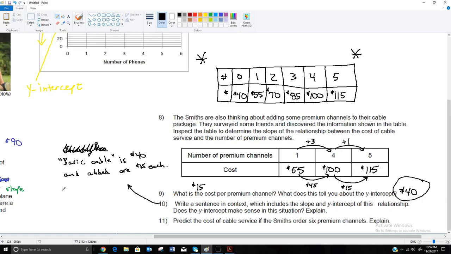If we wanted to write that in an equation, the cost of this is $40 plus $15 for each additional premium channel. So P for premium. So cost is $40 plus $15 for each premium channel. $40 being the initial cost for just basic cable, and then the $15 is the slope. So this is the y-intercept, or the starting value, and this is the slope.